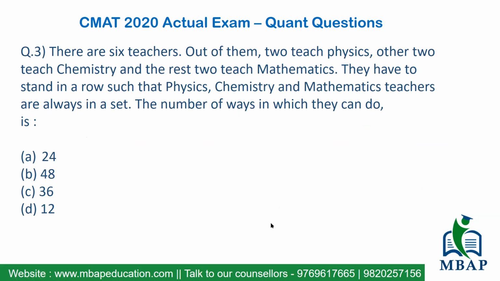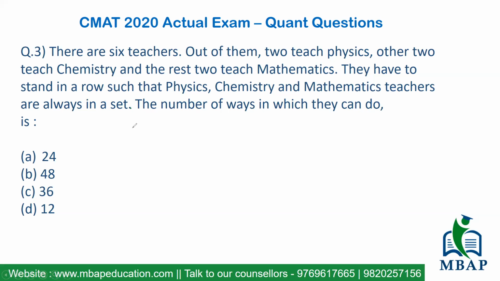Read the question well. The question says, there are 6 teachers. Out of them, 2 are physics teachers, 2 are chemistry teachers, and the rest 2 are mathematics teachers. They have to stand in a row such that the physics, chemistry, and mathematics teachers are always in a set. The number of ways in which they can do this is what? I repeat, there are 2 physics, 2 chemistry, and 2 maths teachers, and we have to make sure they stand in the same set.